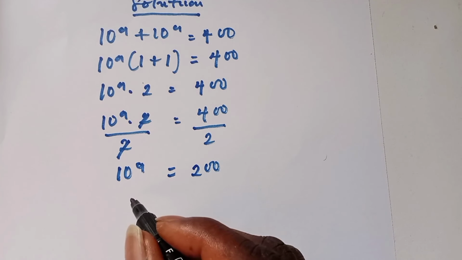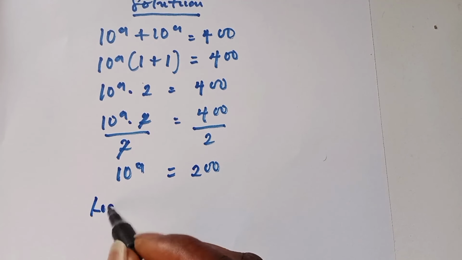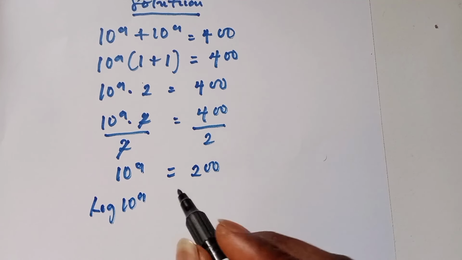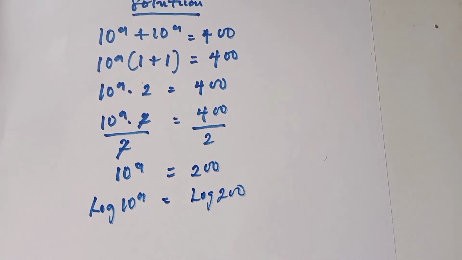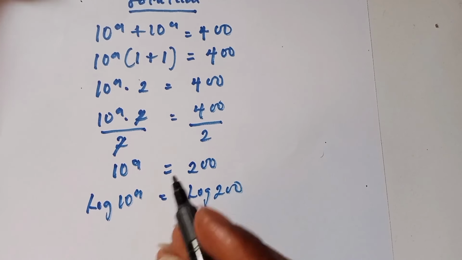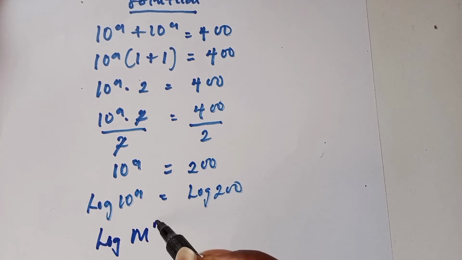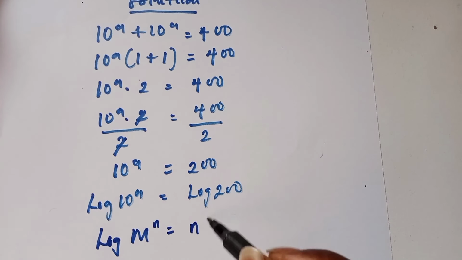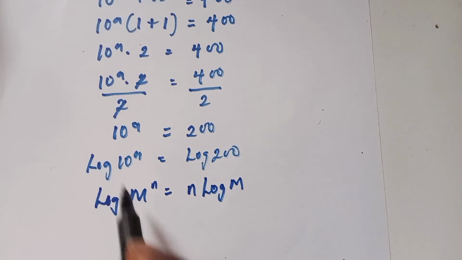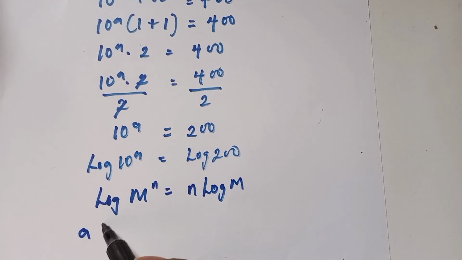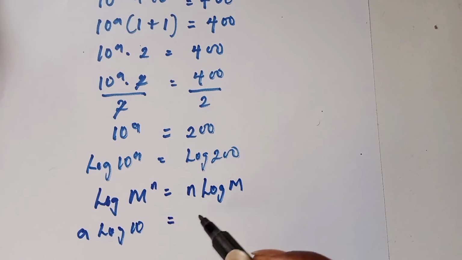Now, at this point, if we take logarithm of both sides, we have log 10 raised to power a is equal to log 200. Now, using the logarithm rule, log m to power n is equal to n log m. So if we apply this, we have a log 10 is equal to log 200.